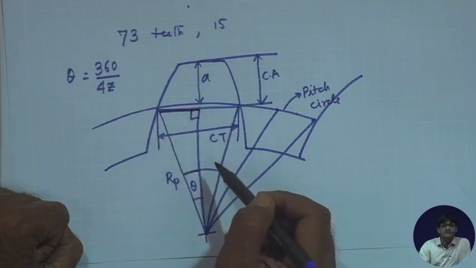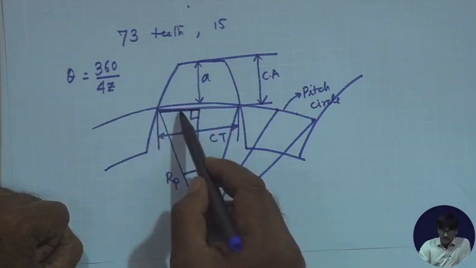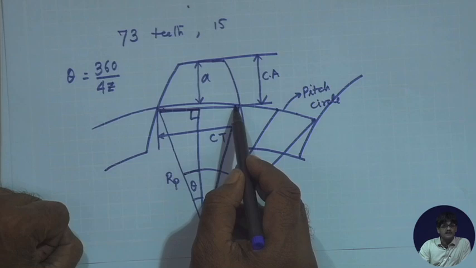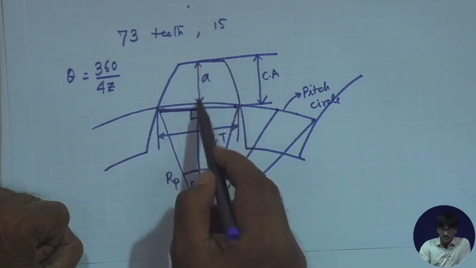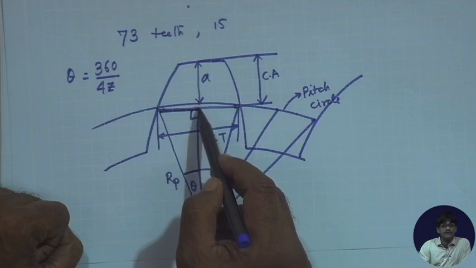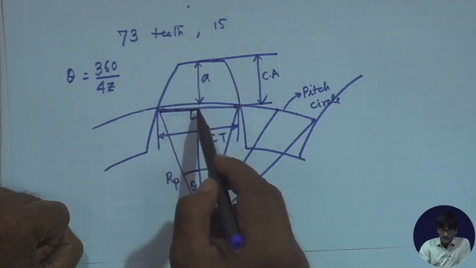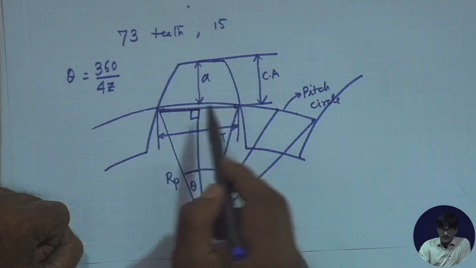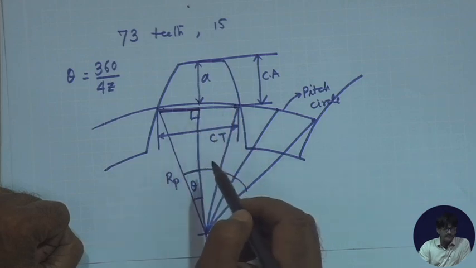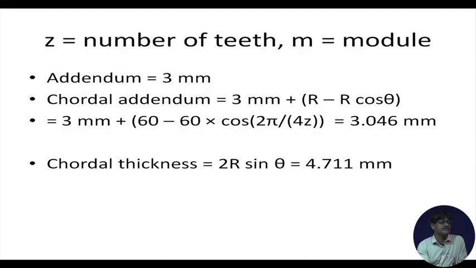How much will this be? This is equal to Rp sin theta. So, the chordal thickness is twice Rp sin theta, and the chordal addendum is module plus Rp minus Rp cos theta. Once we are equipped with these two values, we can employ the method of gear tooth vernier caliper. Let us have a quick look at the calculations now.